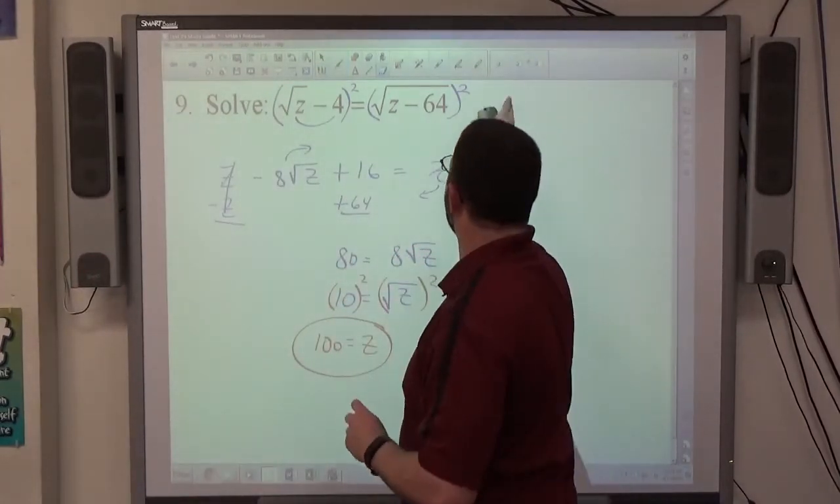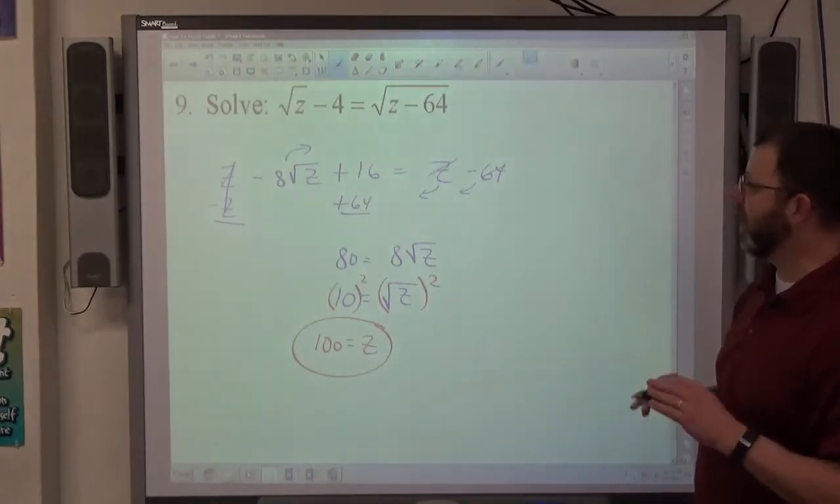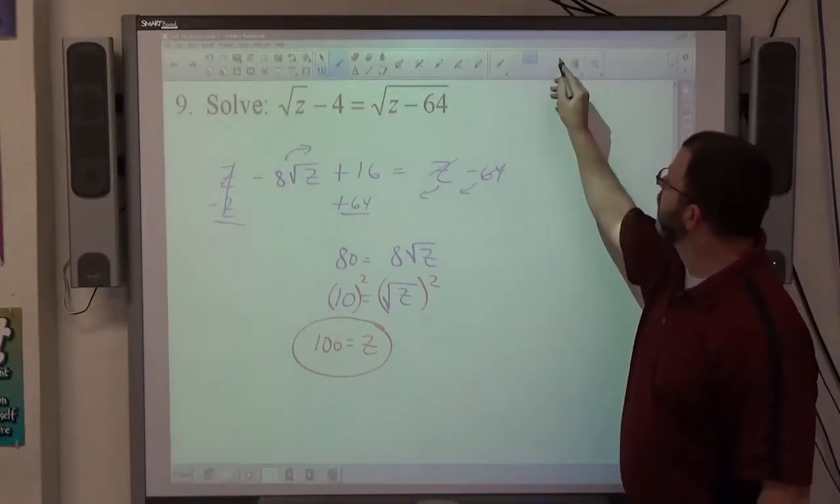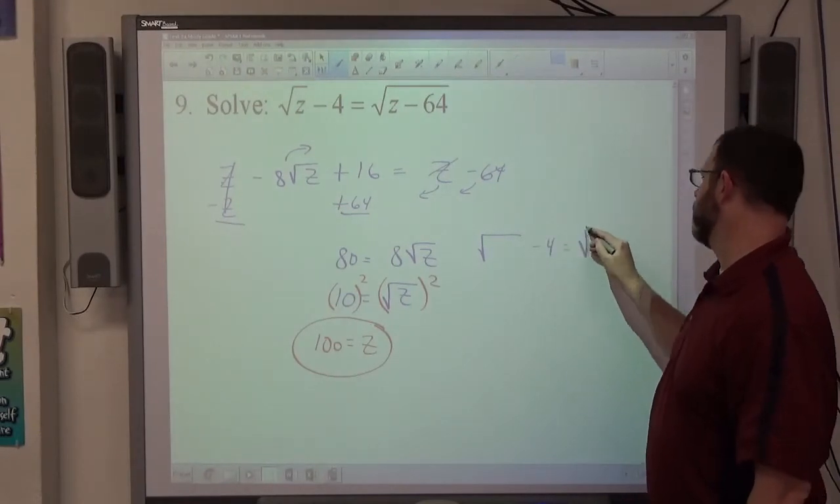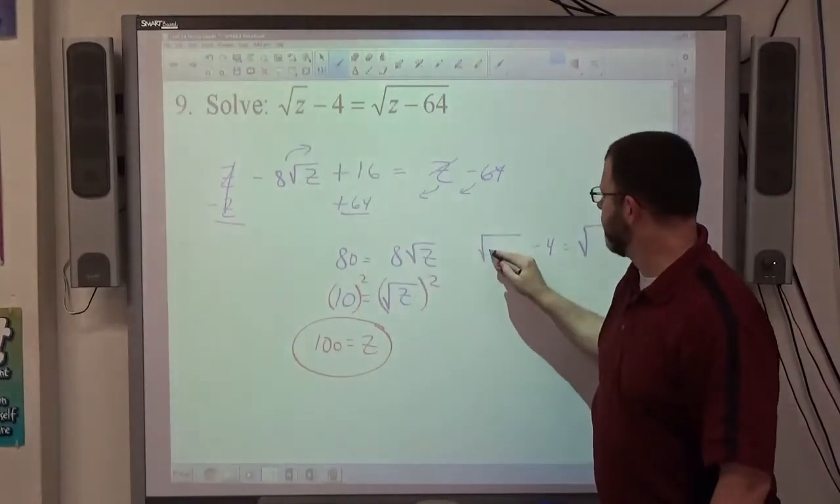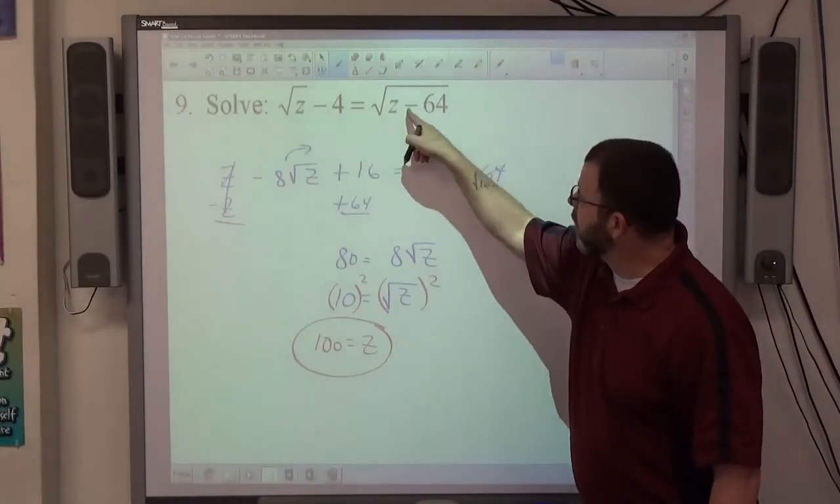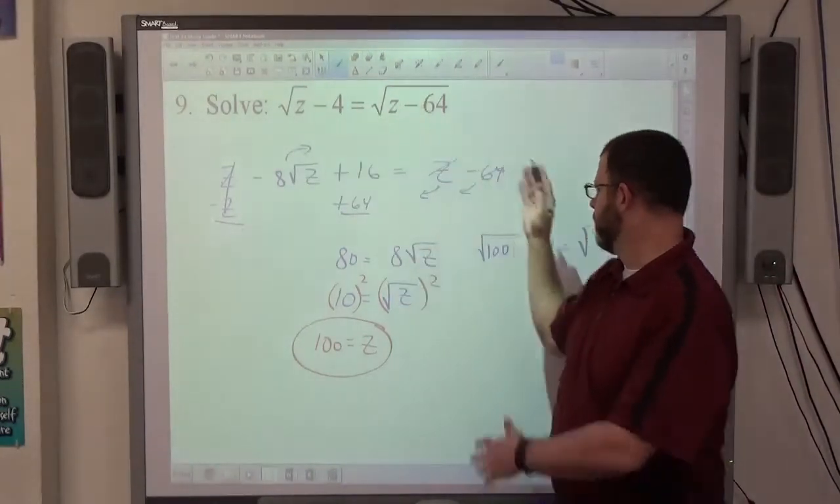The last thing I have to do on a problem, anytime you have to square both sides, you have to verify the solution, make sure it actually works. So if I go back to the original problem, it says the square root of z minus 4 equals the square root of z minus 64. So z is 100, so that's 100 right there. That's 100 minus 64, which is 36. So both z's change to 100.